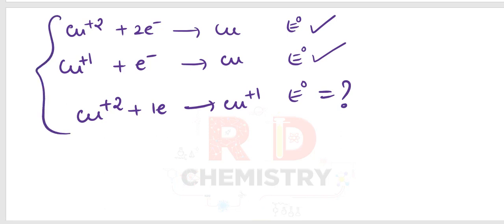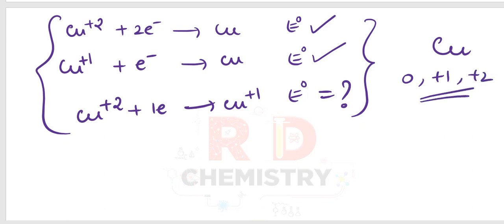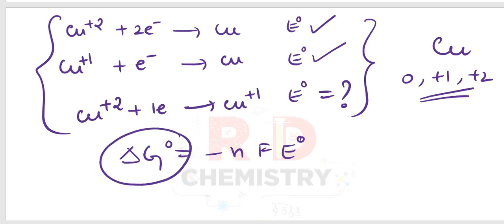Here, in all these three cases, there are three equations. The element is the same, copper, but with different oxidation states: 0 state, plus 1 state and plus 2 state. How to solve such a problem? How to calculate the E naught value of the third equation using two more equations, two more E naught values? What you do is, we are not going to add or subtract the E naught values. They are not additive values. We cannot subtract also. Instead, we'll bring in delta G naught is equal to minus nFE naught cell. Gibbs free energy can be added for the overall reaction. Let's see the example.